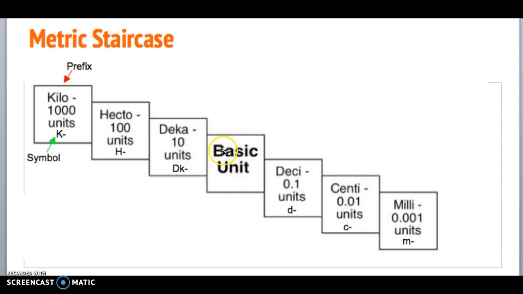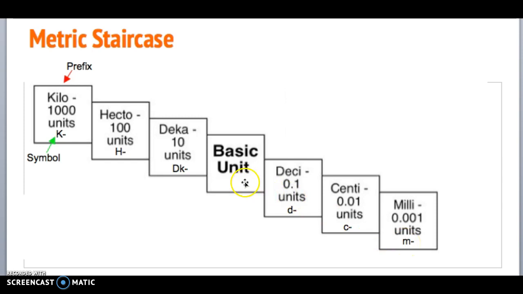All right. So the base units here, that's always going to be meters, grams, and liters. Okay. That's always going to be the base unit, M, G, or L. Now, when you go down the stair ladder, you're getting smaller and you're getting into the deci, centi, or milli. Deci is just 0.1, a centi is just 0.01, and a milli is 0.001. And the symbol for deci is D, the symbol for centi is C, the symbol for milli is M.